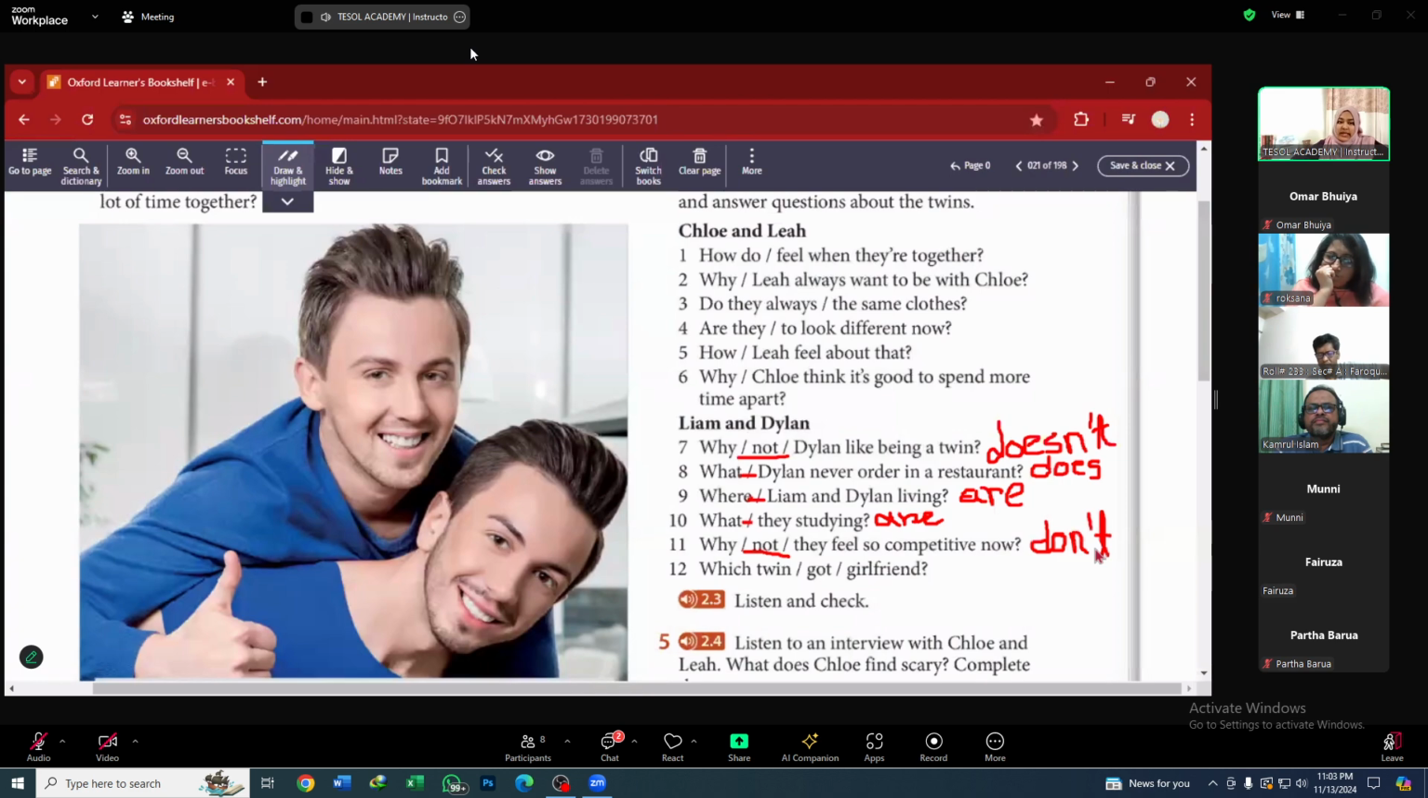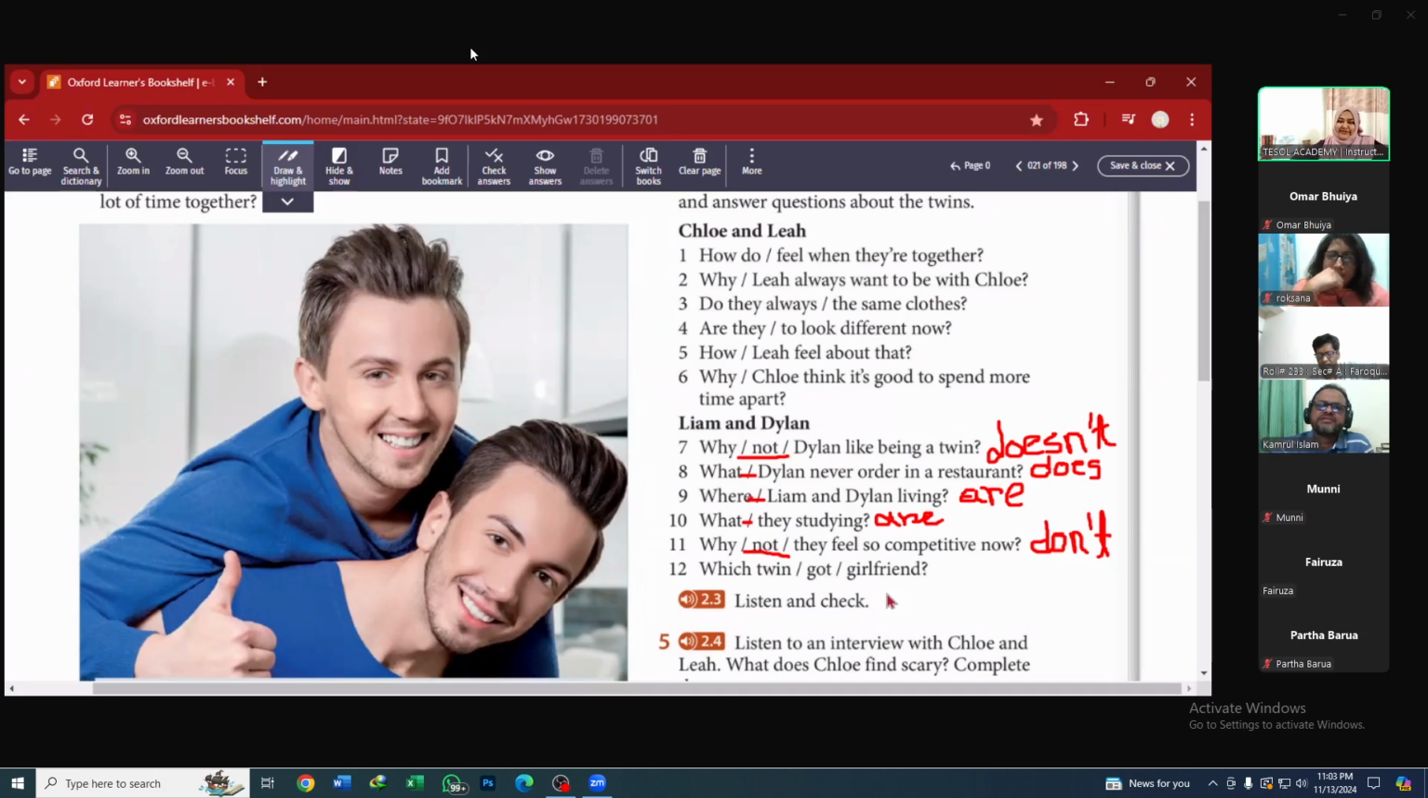Okay. Last one. Who was missing? Mr. Kamrul. Yes. Last one, number 12. Which twin has got a girlfriend? Very good. Excellent. So here there will be a, and here it will be has got. Very good. Excellent work, everyone.